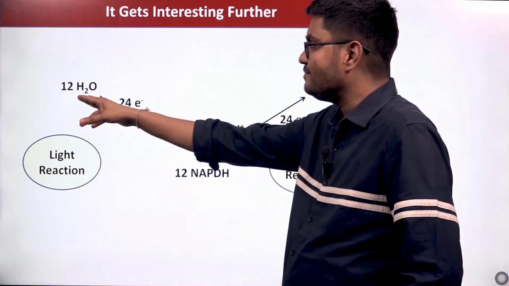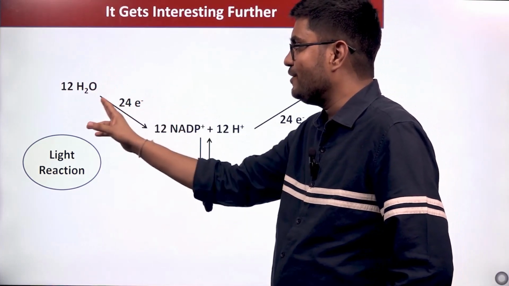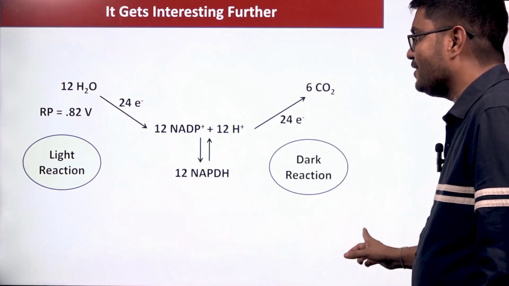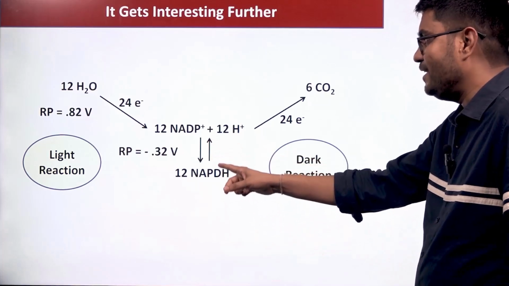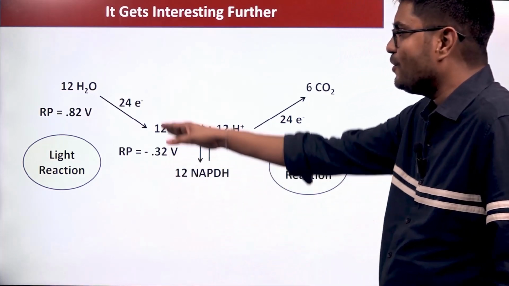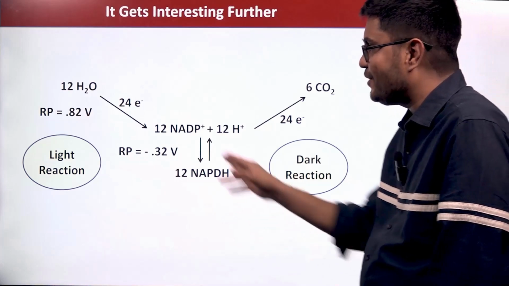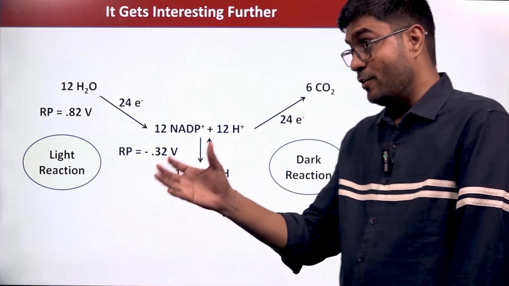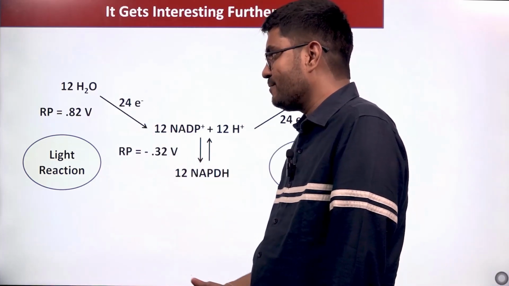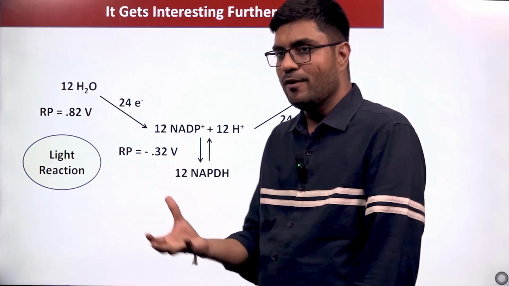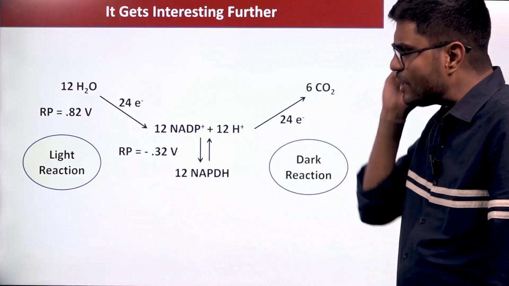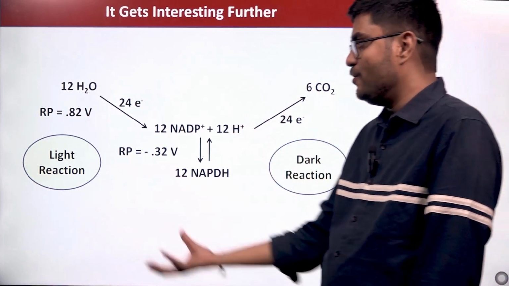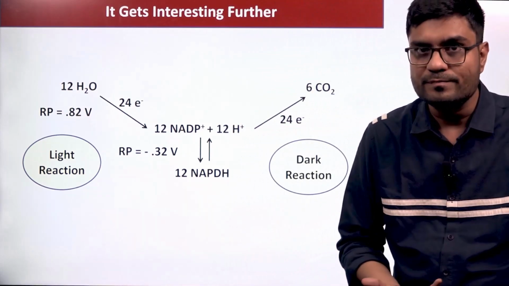Now, what is interesting here? We already know that water will not easily give you 24 electrons because its reduction potential is very high, and the reduction potential of NADP plus to NADPH is minus 0.32. So the light reaction is actually moving 24 electrons from a high reduction potential to a very low reduction potential. So are we going against the law of physics, law of chemistry, or law of reduction potential when we are doing light reaction? The answer is no.